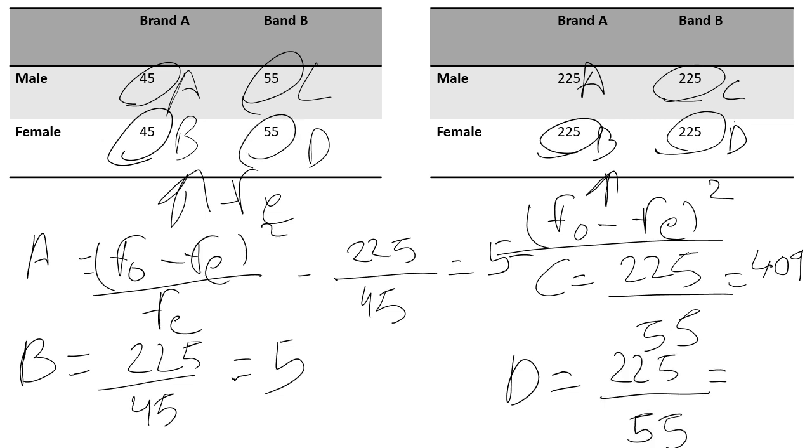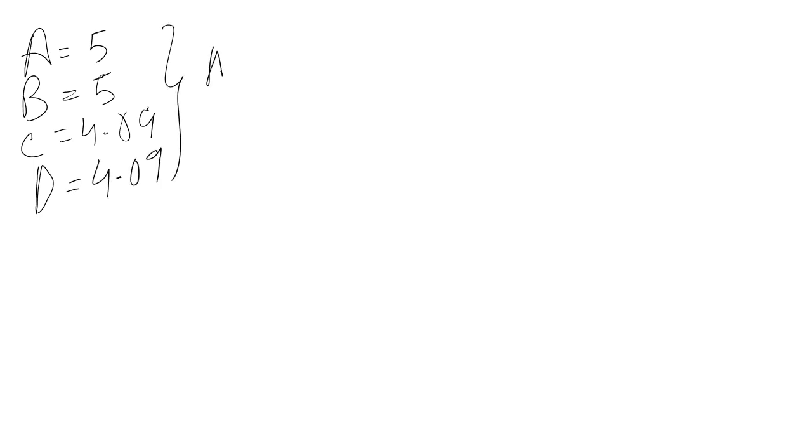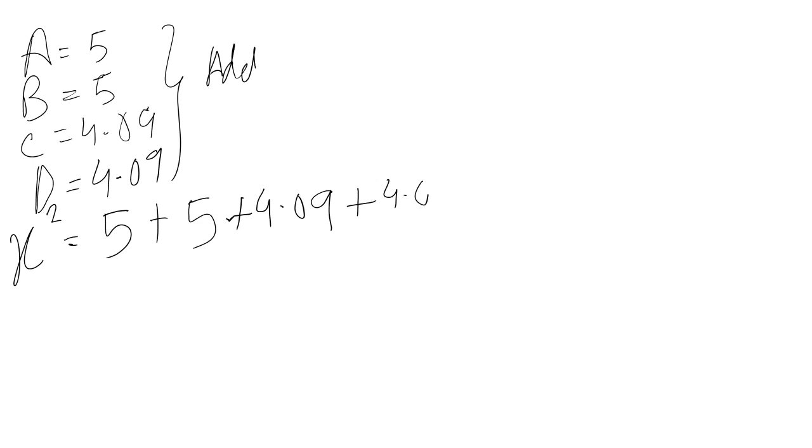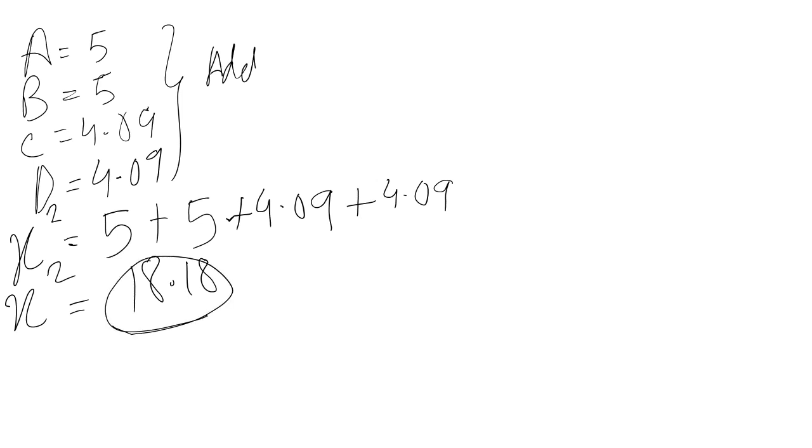For cell A, we have got 5. For B, it is again 5. For C, it is 4.09. And for D, it is 4.09. We simply have to add this. So our chi-square is 5 plus 5 plus 4.09 plus 4.09. If we add all this, we got 18.18. So this is our calculated chi-square value.